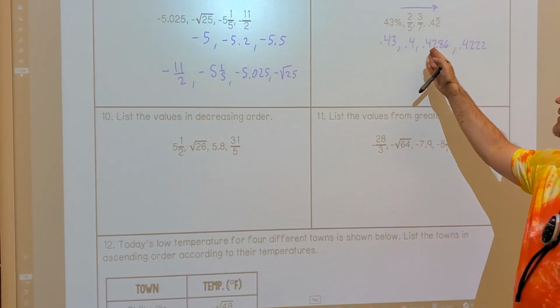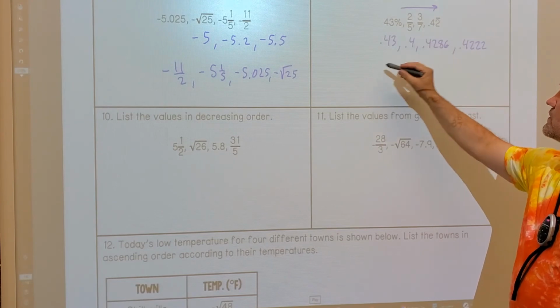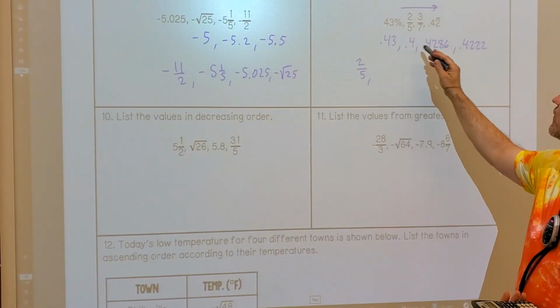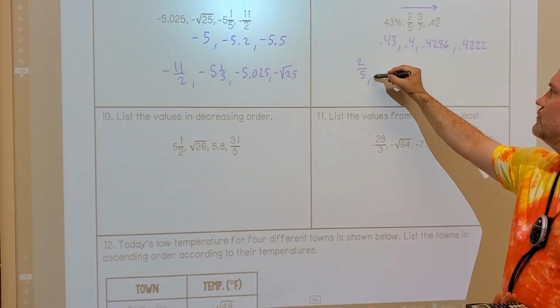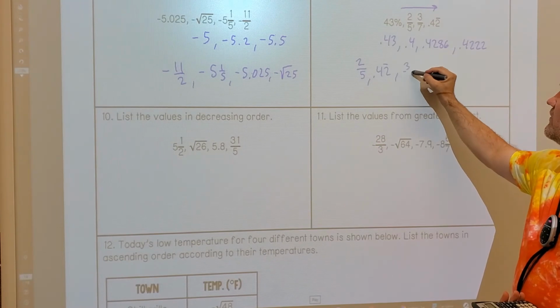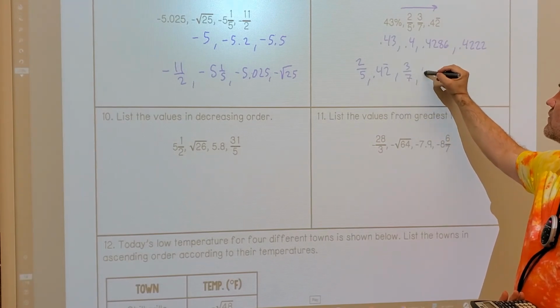So the smallest one, if I think about zeros, would be 2/5. Then 0.42222, and 3/7 and 43%.